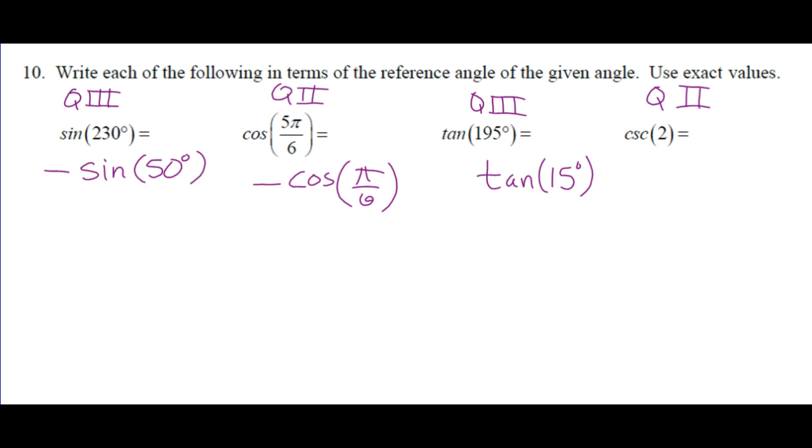In quadrant 2, the sine is positive. The reference angle for an angle of 2 radians is pi take away 2. So there's my reference angle. It's still a cosecant. We're not going to change it to a sine, although we could at a later date if you wanted to. This is positive in quadrant 2, so it's just equal to this.